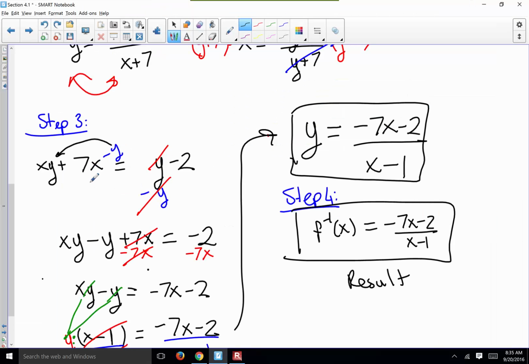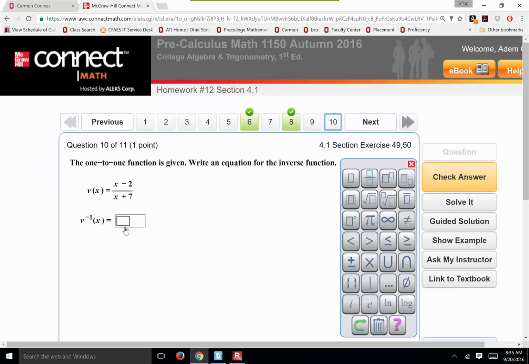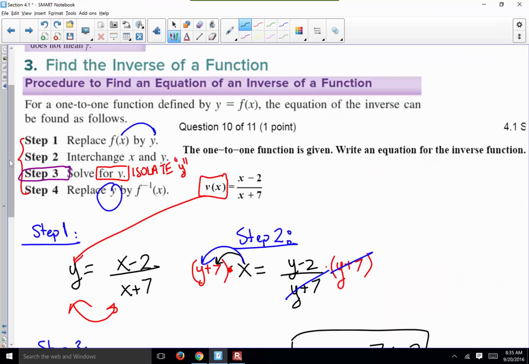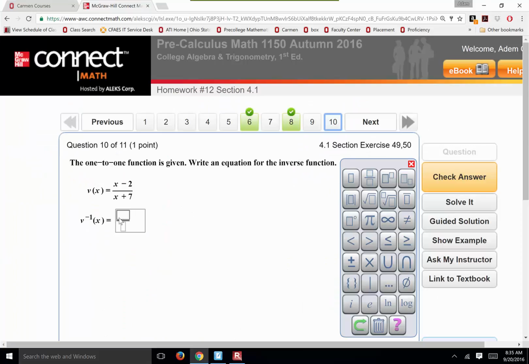The question was that. It's a fraction of minus 7x minus 2x minus 1.